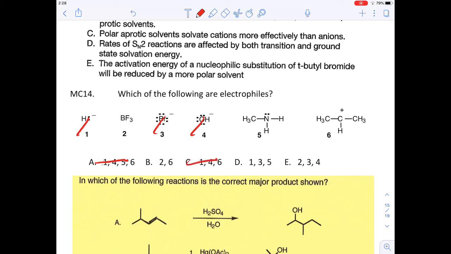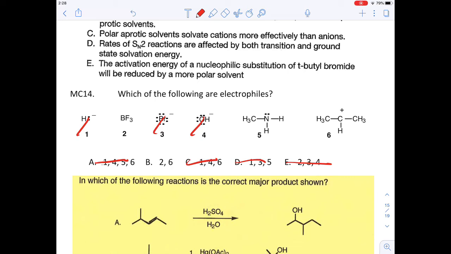So you can eliminate 1, you can eliminate A, you can eliminate C, you can eliminate D, and honestly even E, but that just makes the question really, really easy for you guys, but I'll go through the rest anyway. So BF3 is a Lewis acid, which means it accepts electrons, so that's a good thing. That means it's an electrophile.